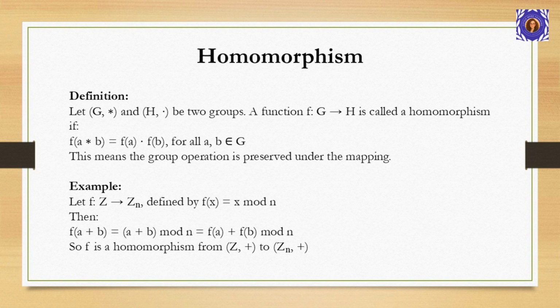For example, let f from Z to Z sub n be defined by f of x equals x modulo n. Then f of the quantity A plus B equals the quantity A plus B modulo n equals f of A plus f of B modulo n. So f is a homomorphism from the integers under addition to Z sub n under addition.